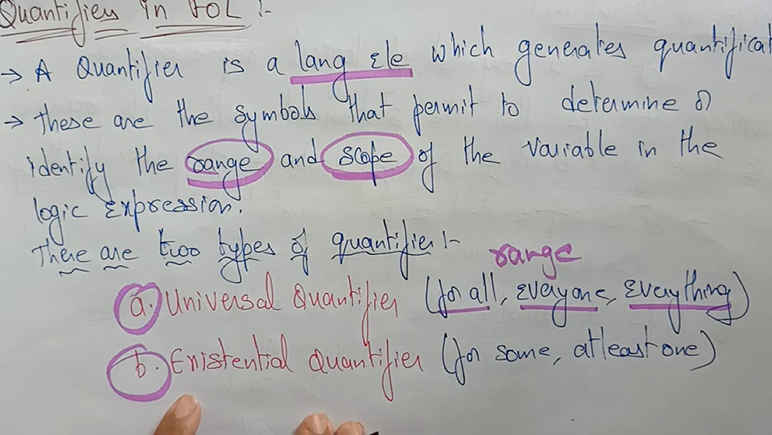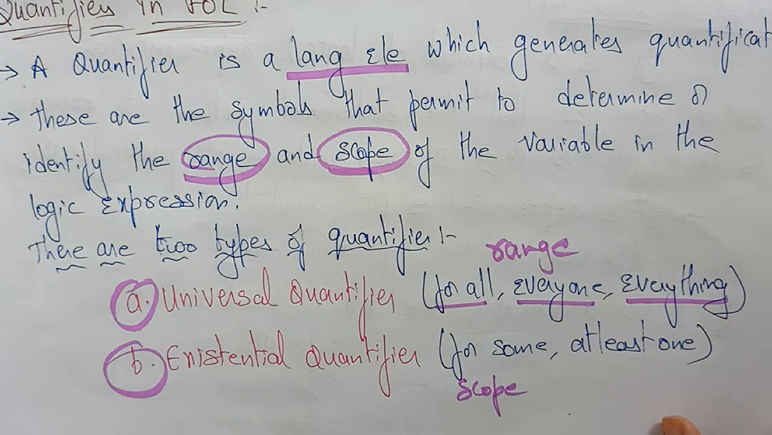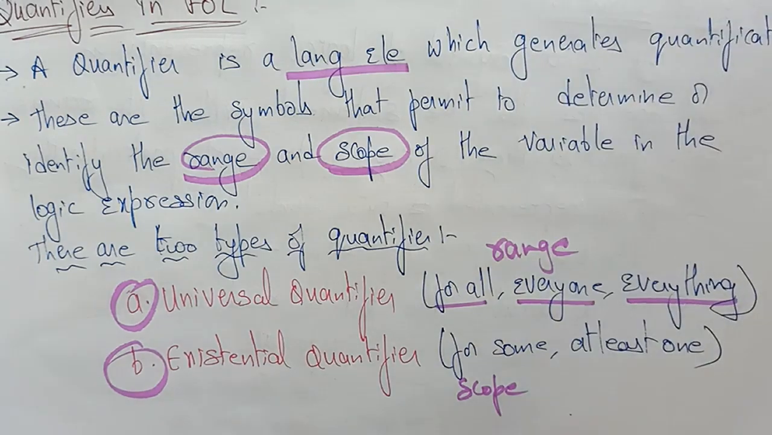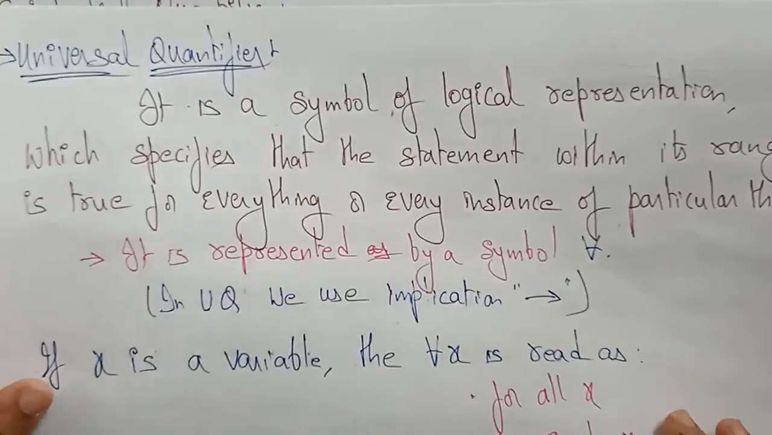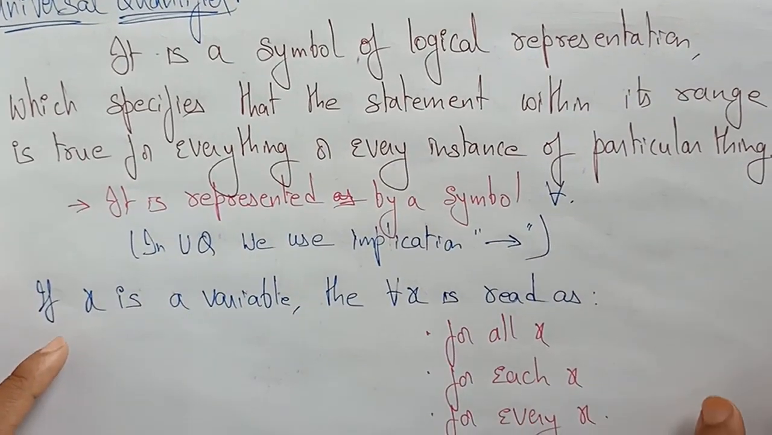Then what about the existential quantifier? The existential quantifier deals with the scope. It's just for some, at least one. Whenever you're talking about for some or at least one, you have to represent that with the existential quantifier. Now let me explain in detail what the universal and the existential quantifiers are.